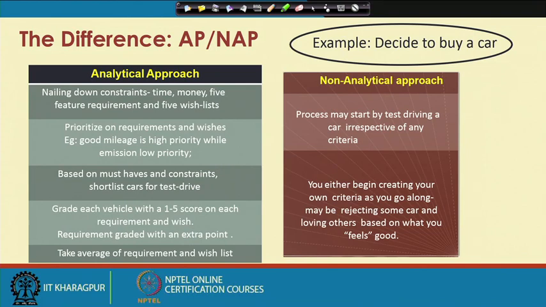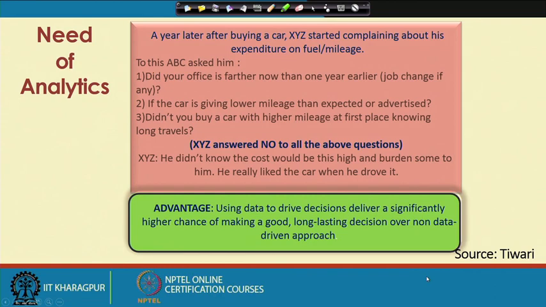Now I am connecting with a simple example. Decide to buy a car, right? So now you have to purchase a car with respect to a particular requirement, and sometimes a problem can be generated. When you are using the car, these are the structures through which you can start the process, but I would like to highlight here why you need analytics.